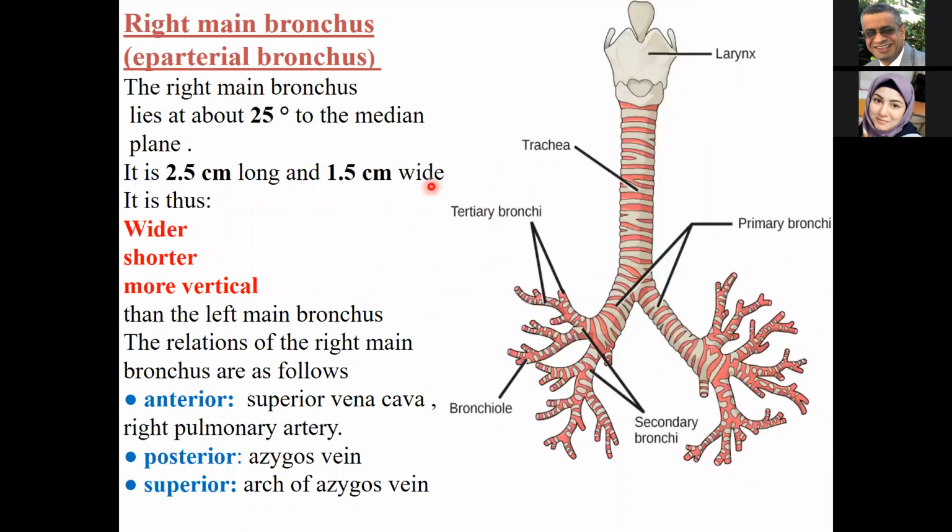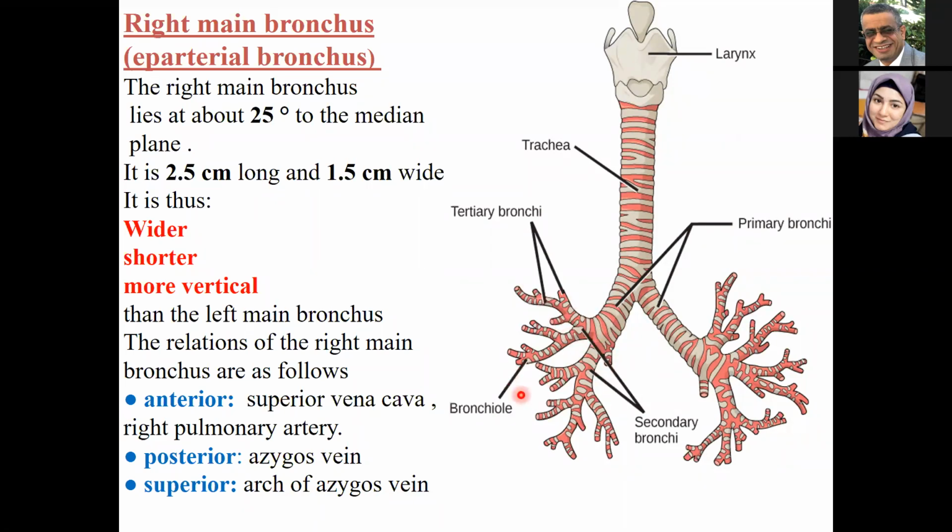Right main bronchus and eparterial bronchus. The right main bronchus lies at about 25 degrees to the median plane. It is 2.5 cm long and 1.5 cm wide. That is wider, shorter, and more vertical than the left main bronchus. The relations of the right main bronchus are as follows: anteriorly, superior vena cava and right pulmonary artery; posteriorly, azygos vein; superiorly, the arch of the azygos vein. This is the right main bronchus. This is the secondary bronchi, the tertiary bronchi, and the bronchioles.